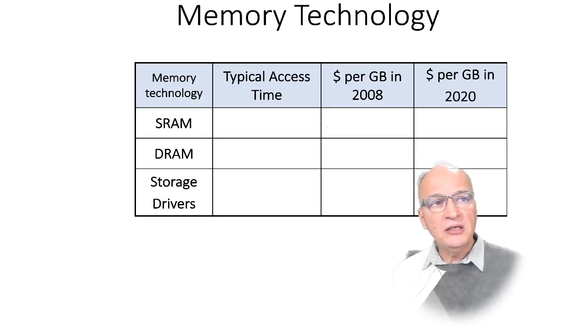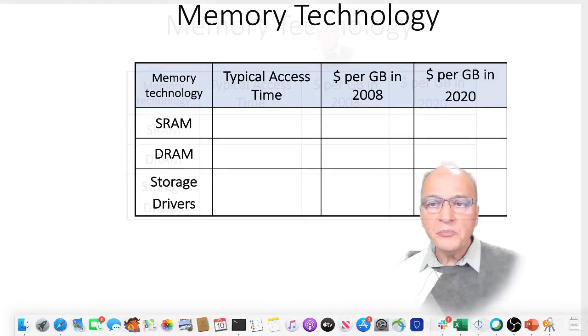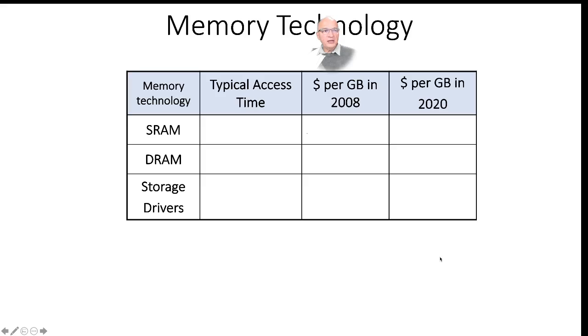But for now, what is important to us is to consider, for example, the typical access time for these different types of memory, and also the cost per gigabyte for the different memory technologies. I have two price points here, in 2008 and in 2020. So look at the data in this table. The typical access time for an SRAM will be between 0.5 and 2.5 nanoseconds, depending on the technology that you're looking at, while the typical access time for a dynamic RAM will be between 50 and 70 nanoseconds.